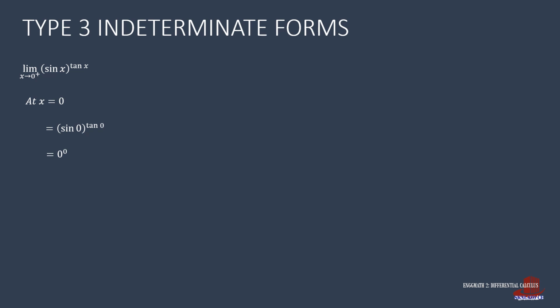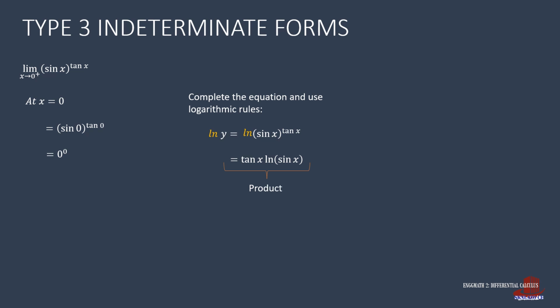type 2 procedure. So we first complete the function by injecting y, then take the natural logarithm of both sides of the equation, making ln of y equal to ln of sine x raised to tangent x. And with the rule of logarithm, we can have tangent x times ln of sine of x. Not only did we make the exponent another term, but we also generated the product.